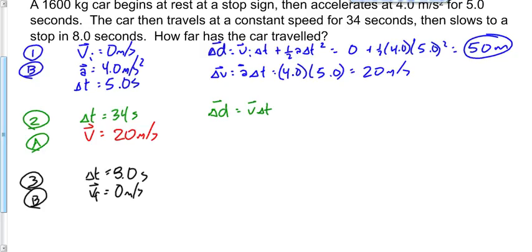But now I can find the displacement here. It's going to be 20 meters per second times 34 seconds. So I think when you do that, you get 680 meters.